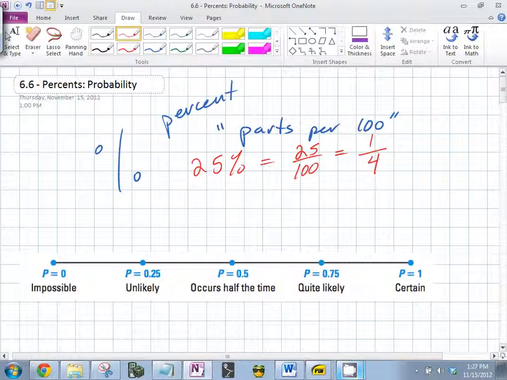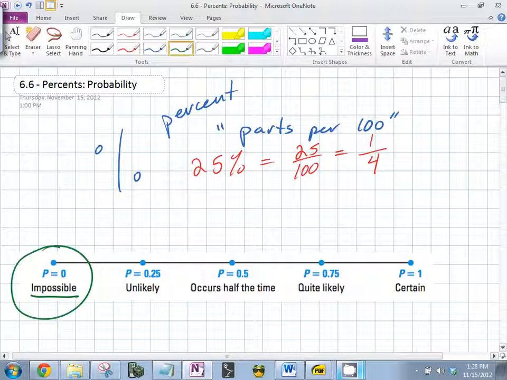Percents can be used when talking about probability, which simply put is the study of the likelihood that something is going to occur or not occur. At one end, you have a probability of 0, which means that it's impossible for that event to happen. At the other end, you have probability equaling 1, which means that the event is definitely going to happen.